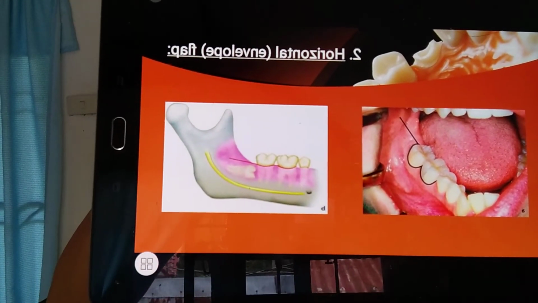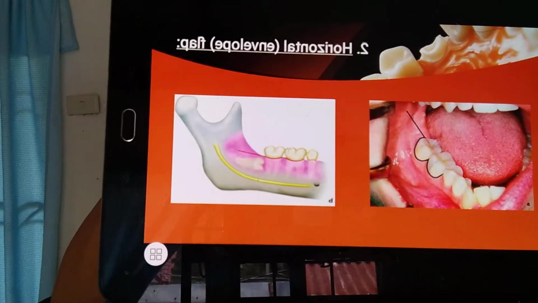And this type of flap is usually used in cases where impaction is relatively superficial. Okay? So the anesthesia in cases of impacted mandibular third molar is achieved by inferior alveolar nerve block, buccal nerve block, lingual nerve block, and local infiltration for hemostasis in the surgical field.